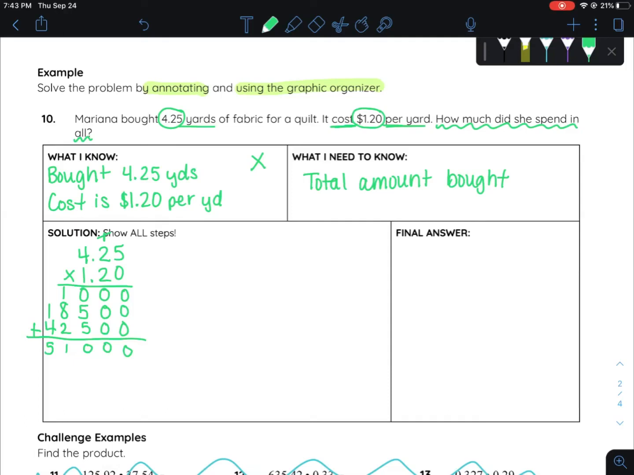So in our numbers here, we've got, let's see, 1, 2, 3, 4. So 2 in each one, 2 digits behind the decimal point. So for a total of 4. So 1, 2, 3, 4. So our answer is this big crazy long thing, 5.1000. We don't need those zeros. They're not important. So when we write our final answer, we can say she spent $5.10. When you do money, it only gets 2 decimal digits.